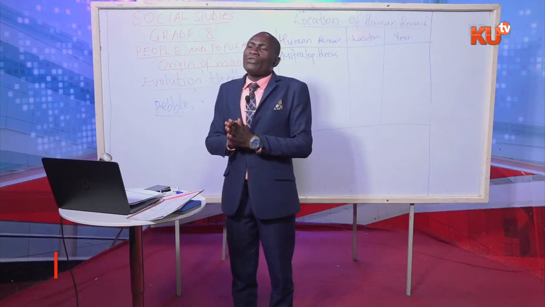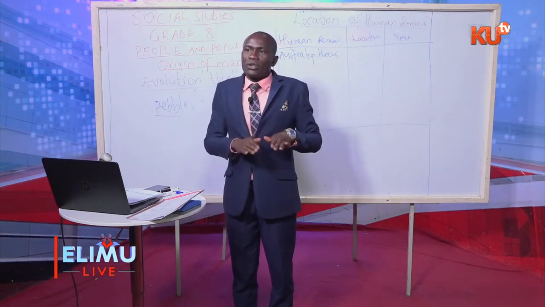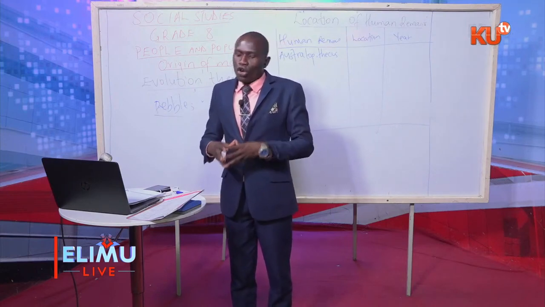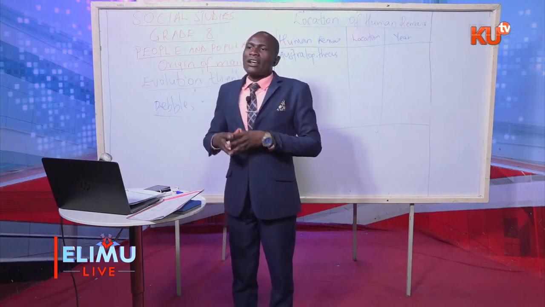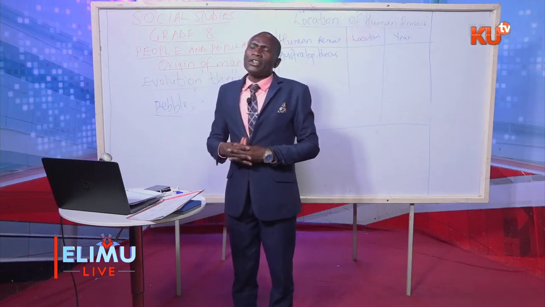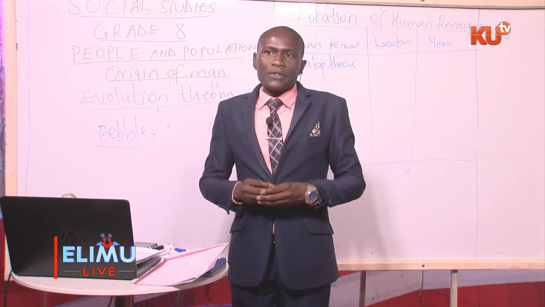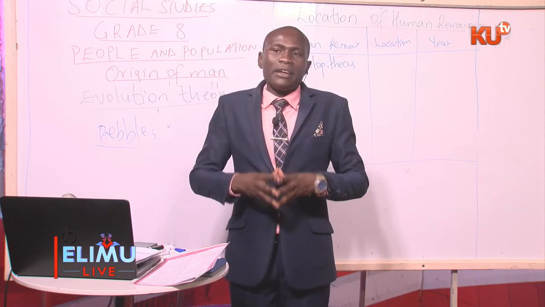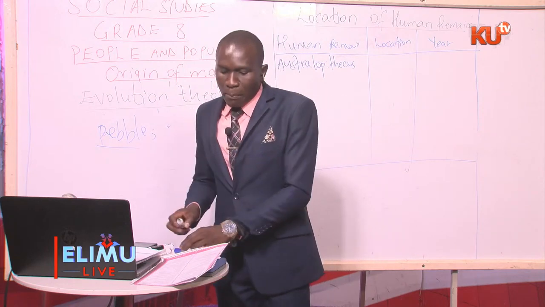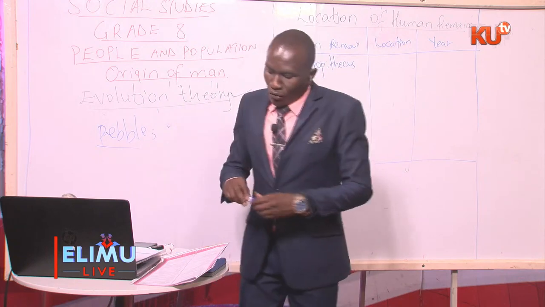As we still move on, remember the stages of human development, they occurred in periods, and these periods are known as the Stone Age period. Class, what is a Stone Age period? Stone Age period refers to the period in which human beings made tools from stone. These stages are referred to as the Stone Age period.